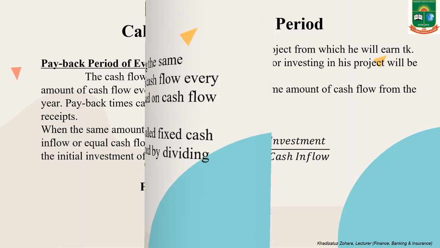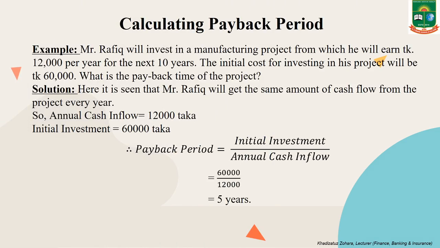Let's see an example. Mr. Rafiq will invest in a manufacturing project from which he will earn taka 12,000 per year for the next 10 years. The initial cost for investing in his project will be taka 60,000. What is the payback period of the project?